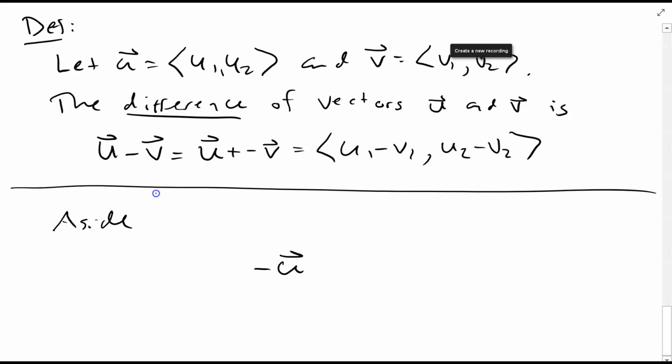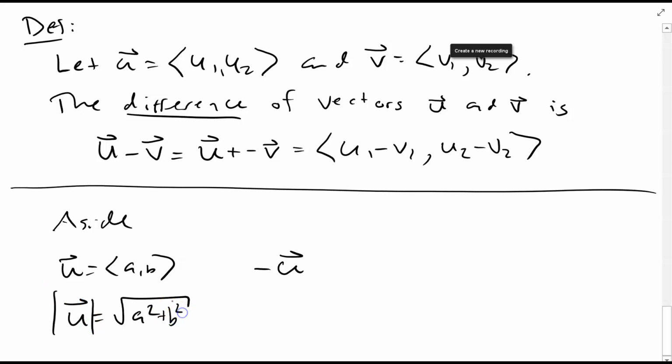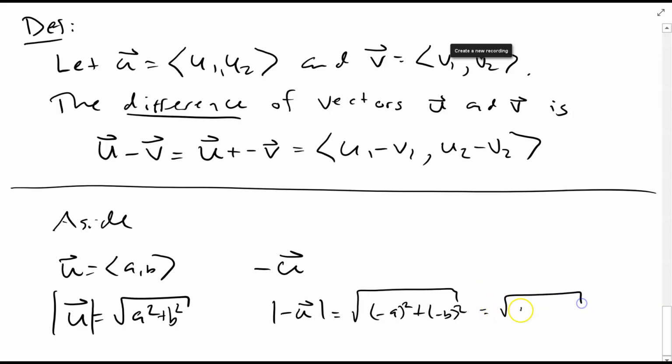Well, let's say u is just (a, b). So the magnitude of u is just going to be the square root of a squared plus b squared, right? The magnitude of negative u would be the square root of negative a squared plus negative b squared. But when I square a negative, what happens to it? Just positive. So they have the same magnitude.